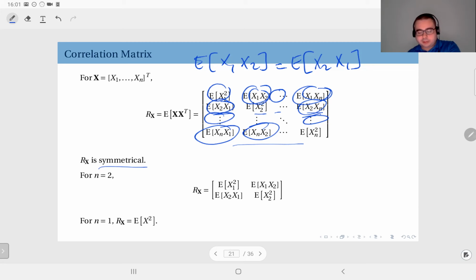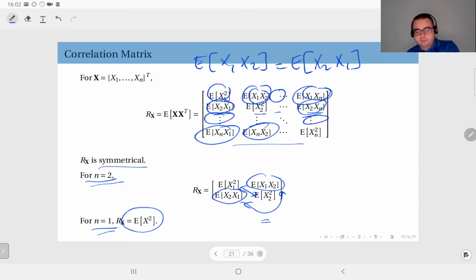Of course, special cases: when n is equal to 1, what you get is just the second moment. If n is equal to 2, on the diagonals, you get the second moments, and on the off diagonals, you have the correlation here. Of course, these two are equal to each other.